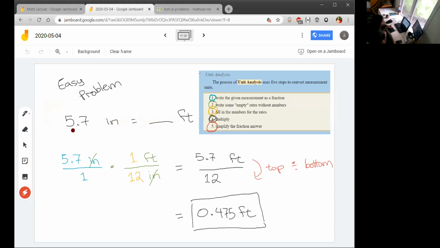I'm turning 5.7 inches into how many feet? And it's just feet. It's not feet per day. It's not feet per hour. Right? It's just a plain thing. So this will always be true.